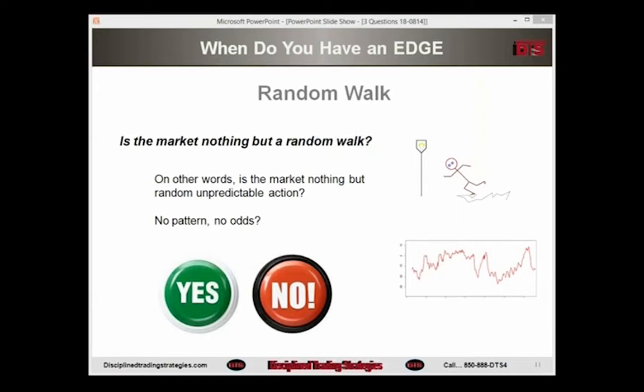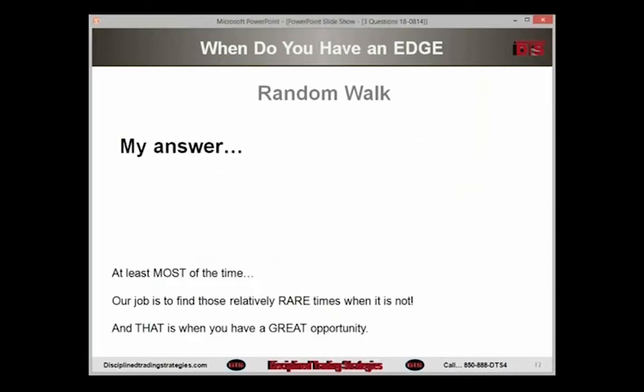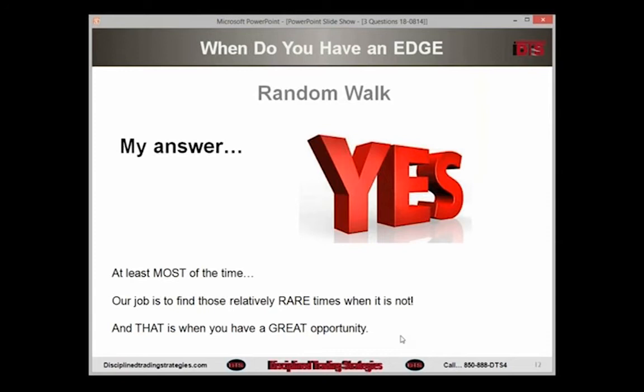One answer. Is it a random walk? Yes, no, yes, no. At least think about it. My answer may actually surprise you a little bit. My answer is actually yes, it is. And understanding that is perhaps one of the most important things you can ever do. But I have a little qualifier there. It is most of the time.